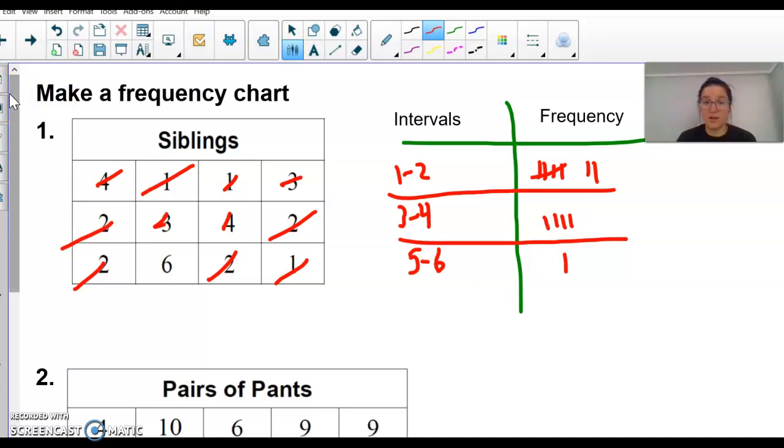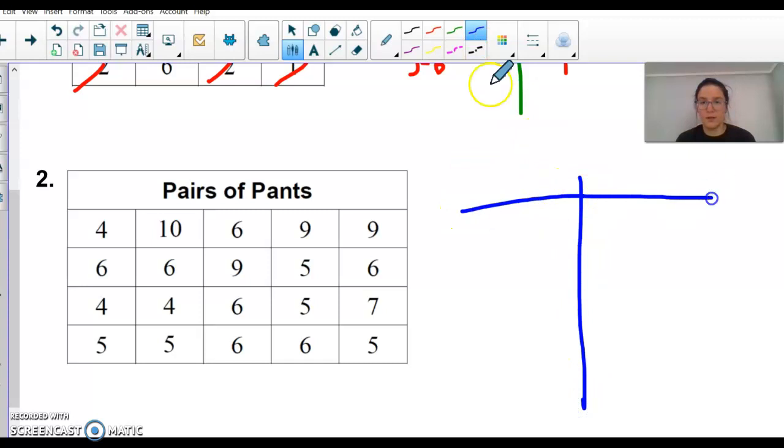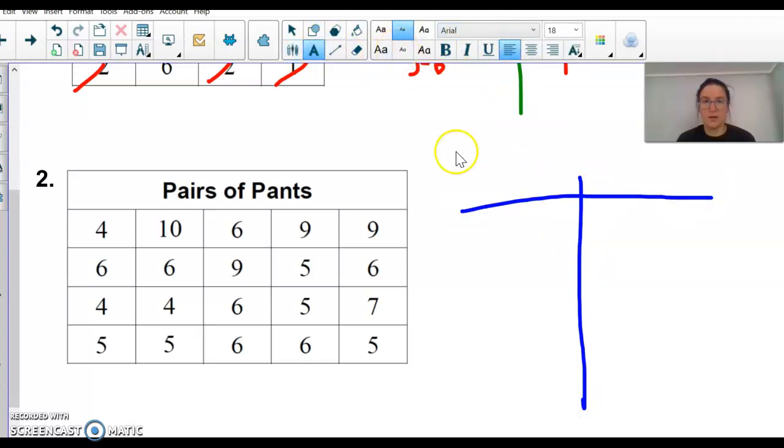You can pause this at any time and try it. Pause it and try it for the next one, pairs of pants, right here. So give it a pause and try to make your own frequency chart. I'm going to start with my T-chart, and then it's easier if I type it. So I have intervals, and then I have frequency.